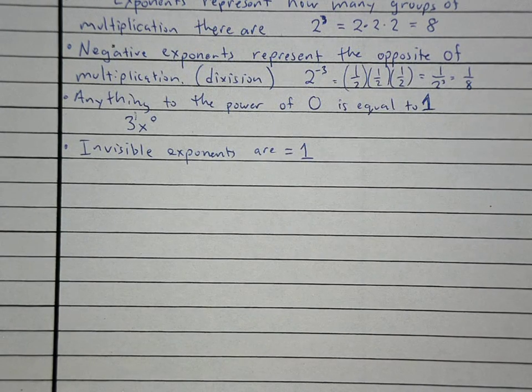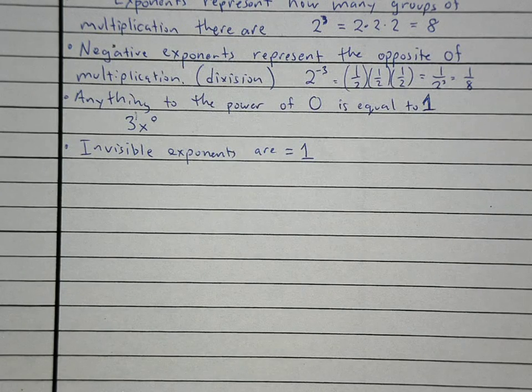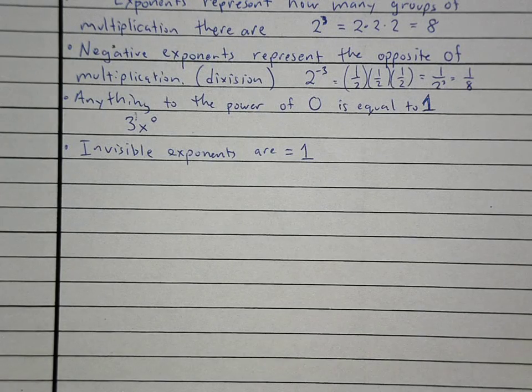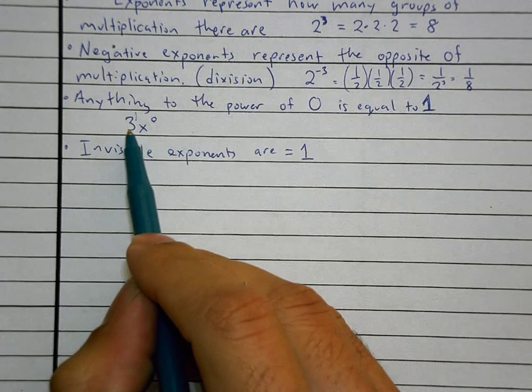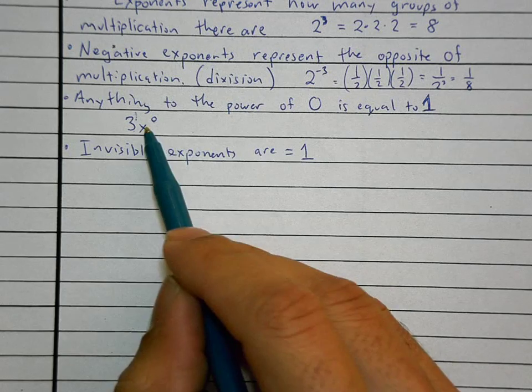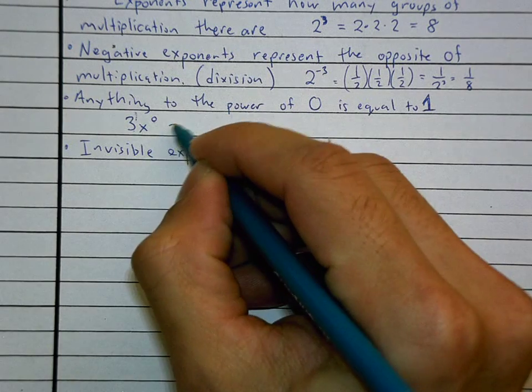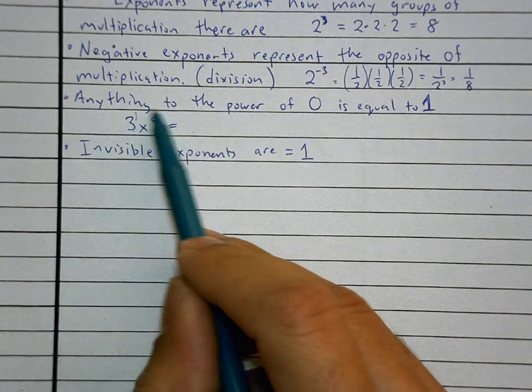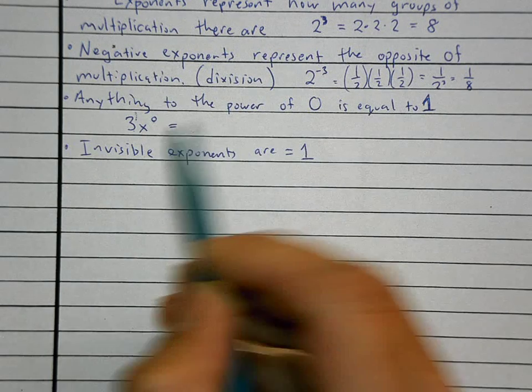Everywhere in math, when you don't see a number, it's an invisible 1. There's only one other place where I know there's an invisible number that's not an invisible 1. I'll let Ray think about that. So for example, this 3 is 3 to the first power, and I have x to the 0 power. This simplifies. Anything to the power of 0 is equal to 1.